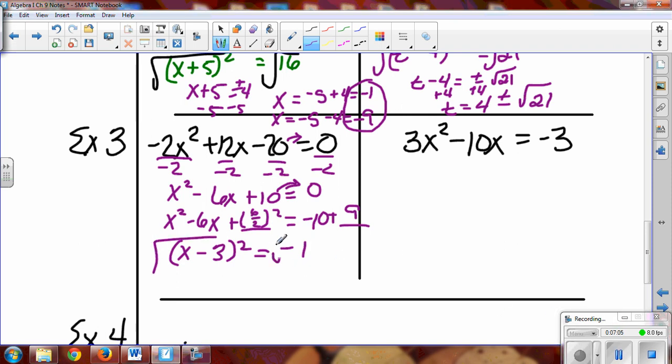If you were to take the square root on both of these, you'll see the square root of negative 1. You can't take the square root of a negative number, so there's no real solution. Okay, let's do another one.